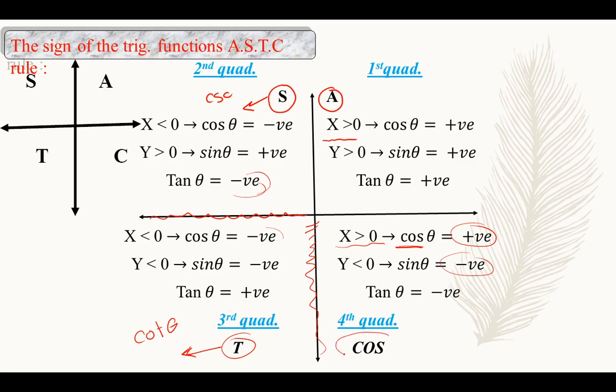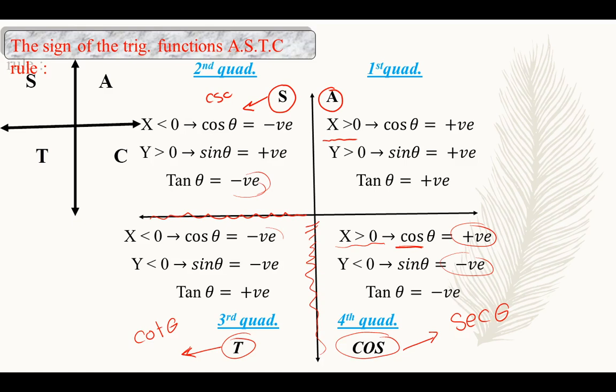In the last quadrant, or in the fourth quadrant, cosine theta is positive and its reciprocal. What is the reciprocal of cosine theta? Excellent. The reciprocal of cosine theta is sec theta. So cosine theta and sec theta, both of them are positive, and the rest of the trigonometric functions are negative.